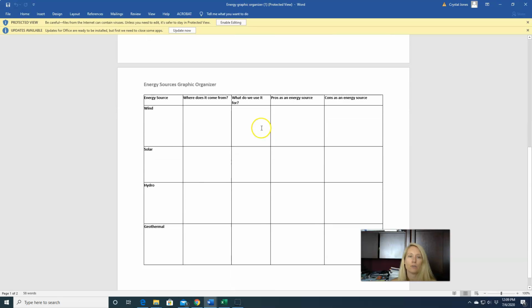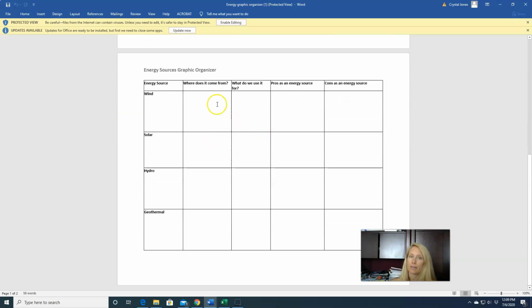If you move down to the renewable sources, same thing. Where does it come from? Okay, so we use wind energy. It would be as simple as we use wind energy to spin a turbine. It comes from the wind, right? Okay, what do we use it for? Again, wind energy is mostly for electricity. That's primarily what we're using it for. And then what are the pros and cons of using wind energy? Why is it a good thing? And what are some problems that we have with it?